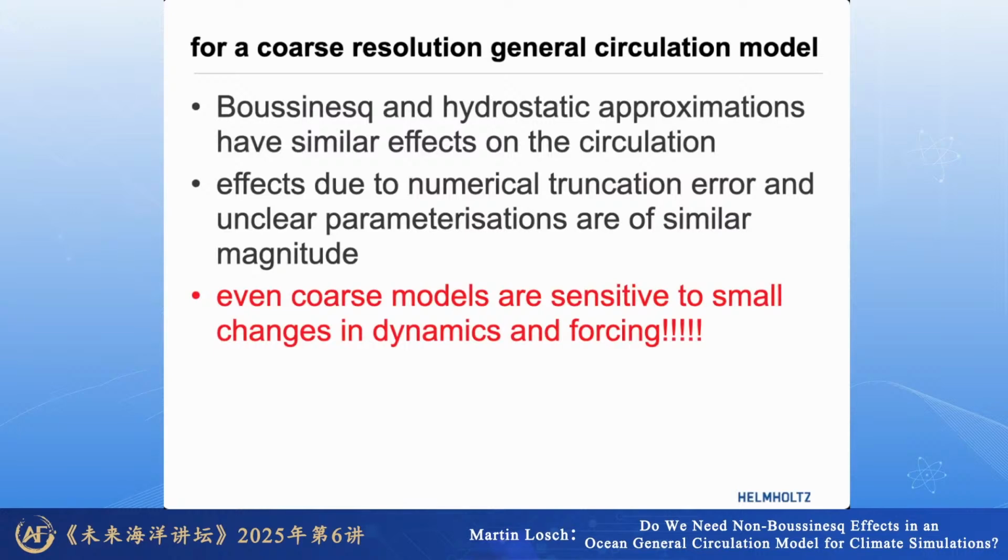But for the coarse resolution models, Boussinesq and hydrostatic approximations have a similar effect on the circulation. The effects due to the numerical truncation error and unclear parameterizations, such as the equation of state and the vertical diffusivity, are also of similar magnitude. And what I found super interesting back then was that even these coarse models are super sensitive to small changes in the dynamics and forcing.